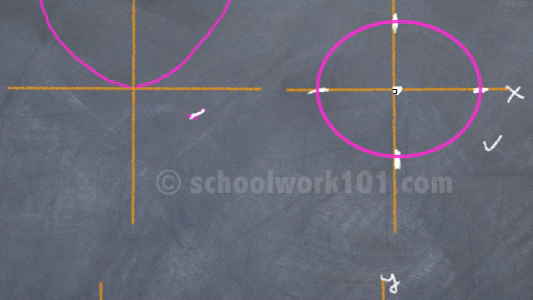I should note this: if you take a graph and rotate it 180 degrees and you get the same graph back, it's usually symmetric about the origin.